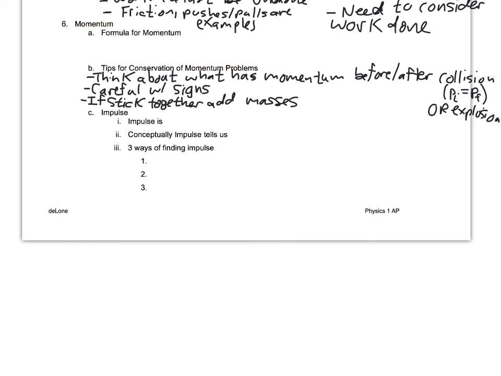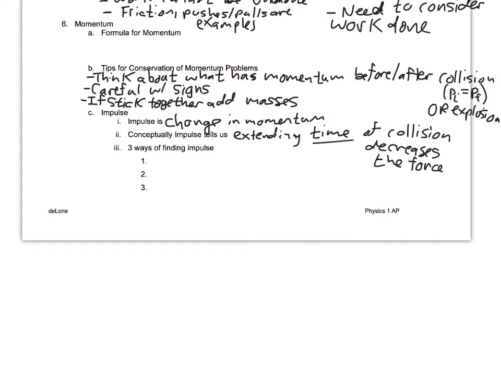The other thing we're going to talk about here related to momentum is impulse. So impulse is the change in momentum. It results from a force being exerted over some period of time. And so conceptually, impulse tells us that when we have a longer collision, longer time-wise, it decreases the amount of force. And this is what we see in a lot of safety devices. Extending the time of the collision decreases the force.